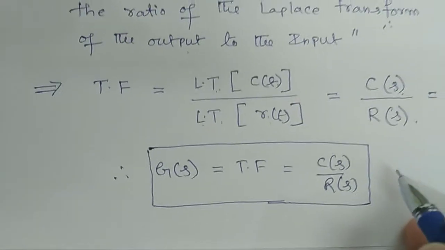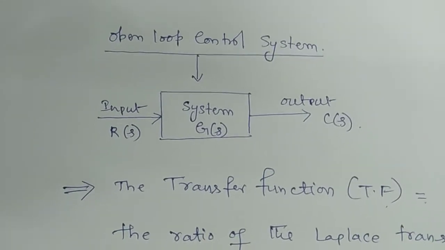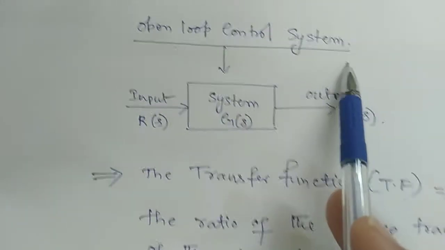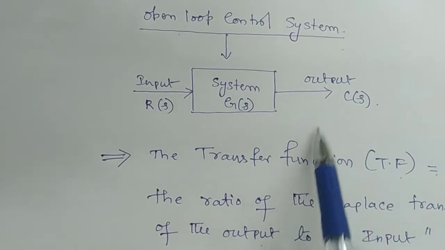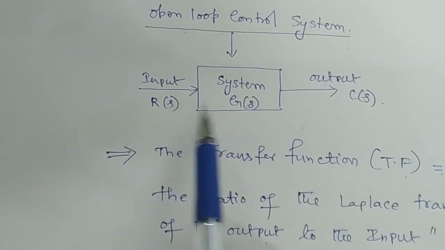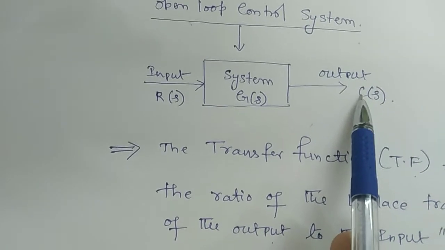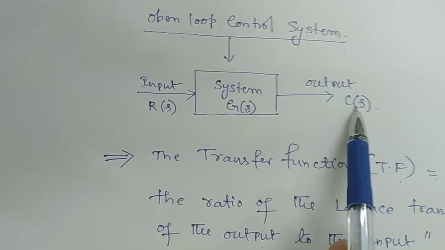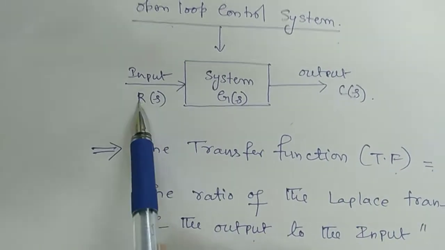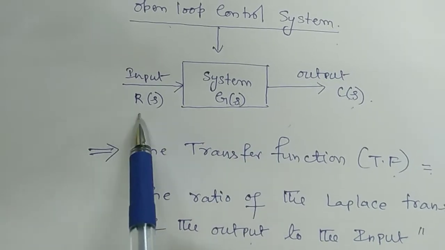Now, I am explaining to you about the open loop control system. In an open loop control system there is no feedback, as I explained in the last class. Therefore you simply have a direct input and the corresponding output, that's all. Output is equal to your gain into input, that is C of s is equal to G of s into R of s.